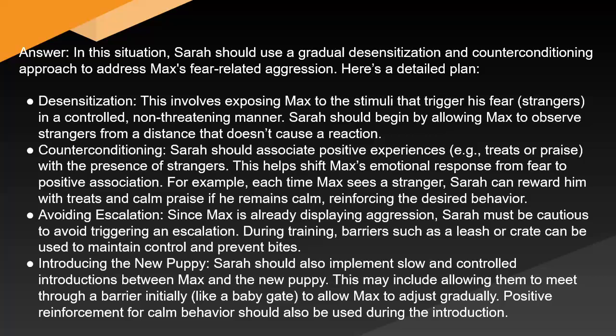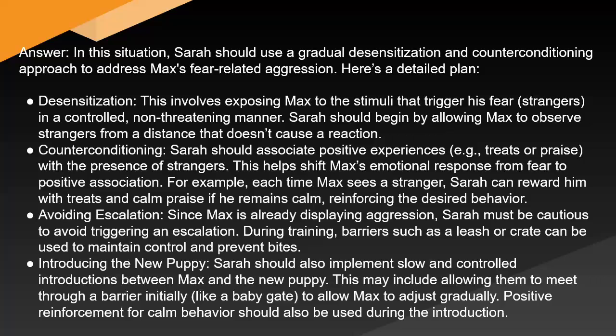Counter-conditioning. Sarah should associate positive experiences, e.g., treats or praise, with the presence of strangers. This helps shift Max's emotional response from fear to positive association. For example, each time Max sees a stranger, Sarah can reward him with treats and calm praise if he remains calm, reinforcing the desired behavior, avoiding escalation.